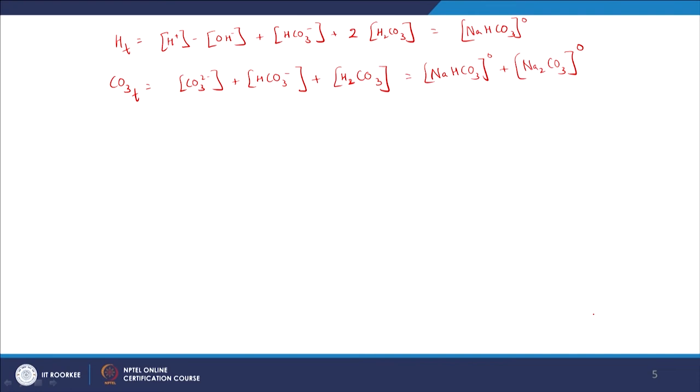So again what do we have here, we are balancing the component with respect to H here and the only source of that component is the initial NaHCO3 that you are putting in, and same case we are balancing the CO3 total here in the second equation and the only source of your particular CO3 in your system is the NaHCO3 and Na2CO3 that you are plugging in initially, right.